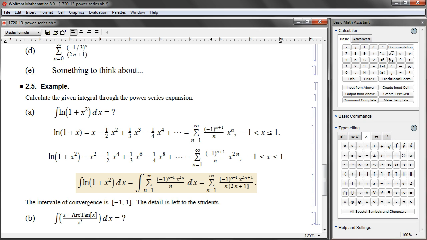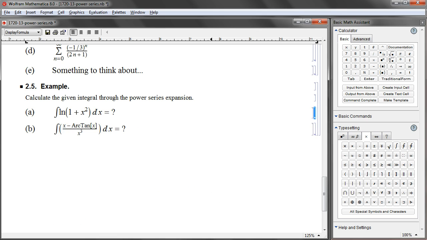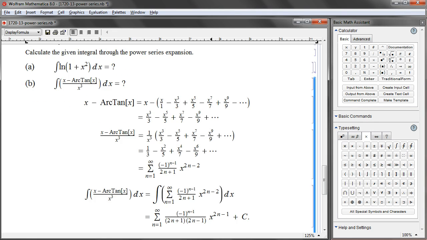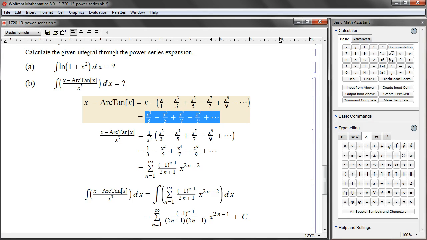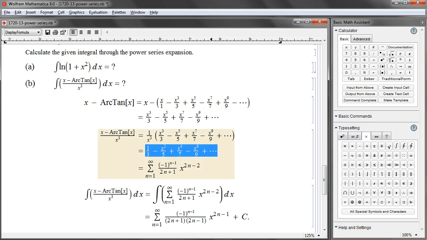Do we have a bit of time to talk about the final problem here? Not much. I'll give you a sketch. We can start from the expansion of the arctangent function, but x minus arctangent will kill off the first term, and we have all these. Dividing by x cubed will give something like this, and then integrate term by term. Tricky, but you can do it.